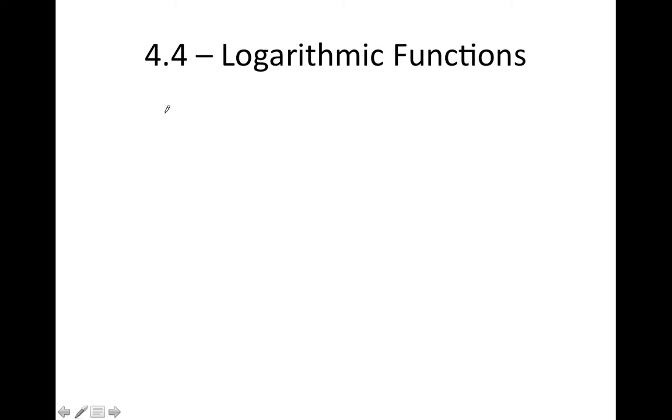All right, so in the last section, in 4.3, we looked at exponential functions. And here's a very rough graph of the basic exponential function. This was f of x equals c times a to the x. A couple of questions we could ask about this function. First, is it a function? Well, yes, because of the vertical line test. And then the second question we could ask is, is this function one-to-one?